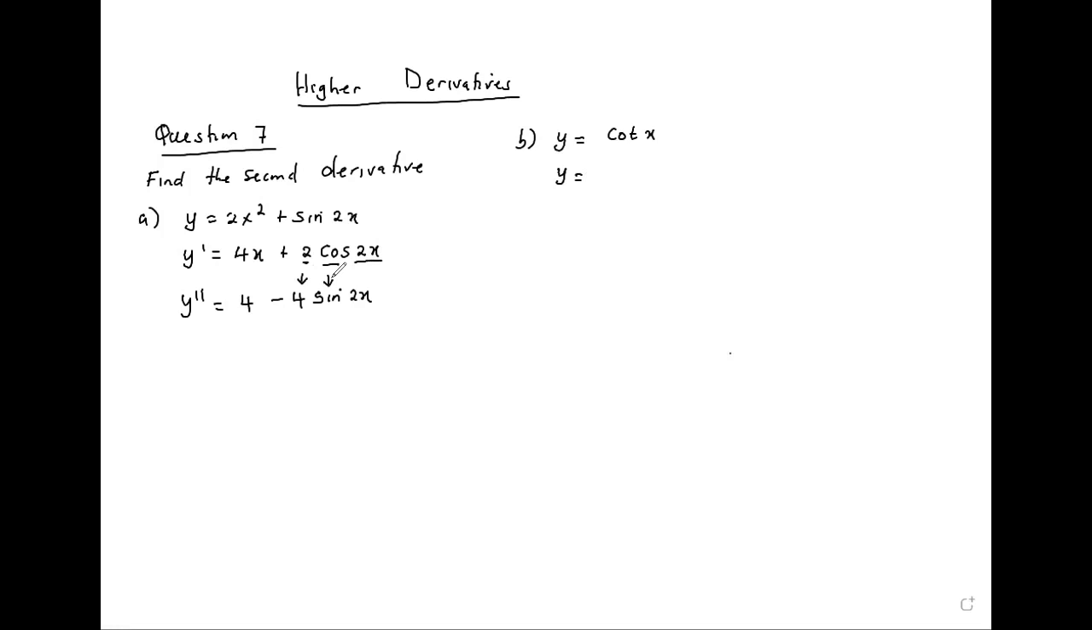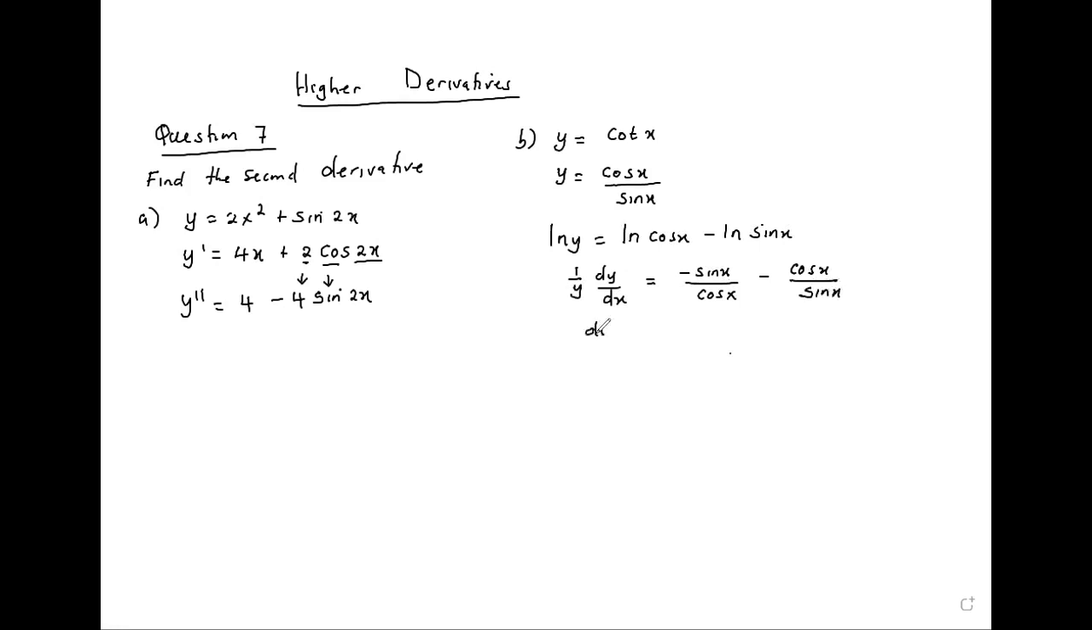So we say cot is cos over sine. So if we apply ln, on the right we have ln cos minus ln sine. Then differentiate: 1 over y dy dx is going to be, the derivative of cos is negative sine over cos x, minus the derivative of sine is cos over sine.